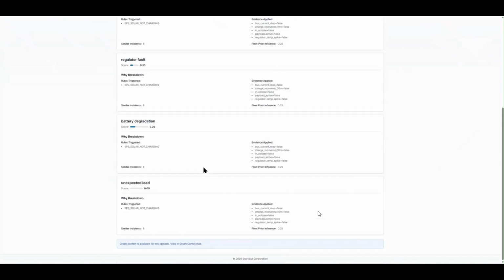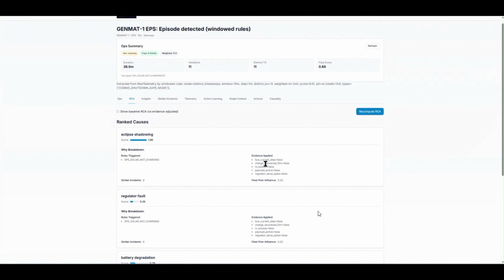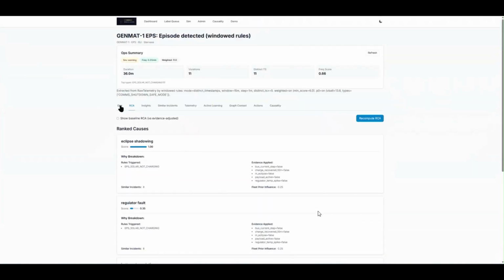Now this root cause analysis takes a lot of factors into account in coming to this root cause. It looks at similar incidents. It looks at the fleet prior, not priority, fleet prior. So a bunch of other things and then it comes to a root cause analysis. It will give you the various root causes, and it explains what these root causes mean. So this is the most important, the RCA. You can go to the ops tab. It tells you a few other stats about the episode.